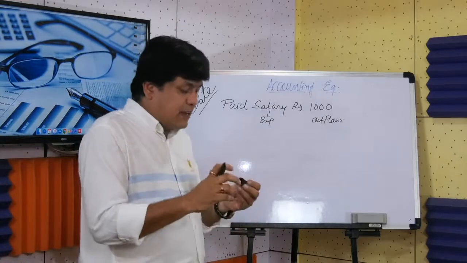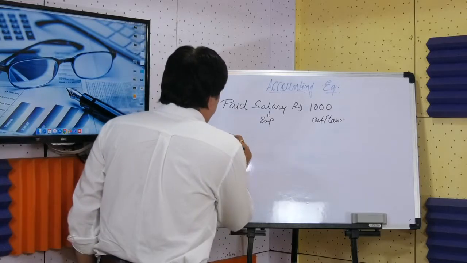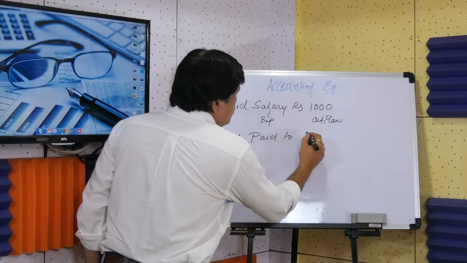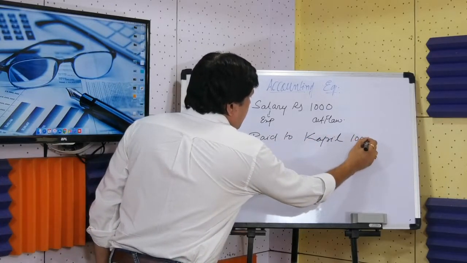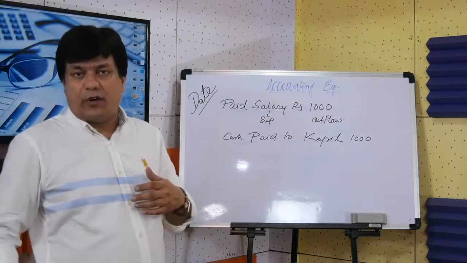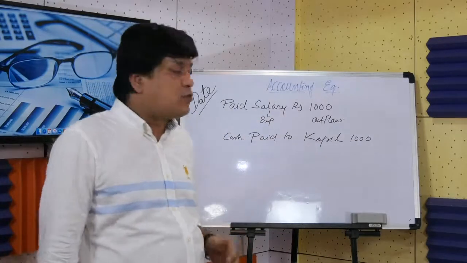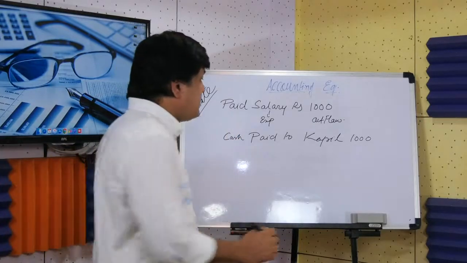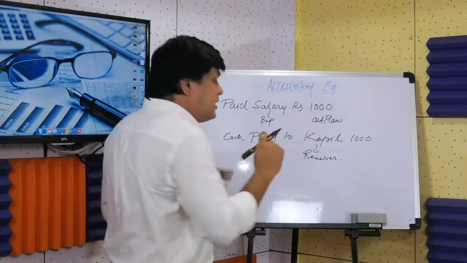I'll take another example where I'll involve a person also. Say cash paid to Kapil 1000. Now what happened in this transaction? See, think from your business point of view. The business has paid cash to Kapil. Means what? There is outflow of cash and Kapil is the receiver. Now you need to understand this.